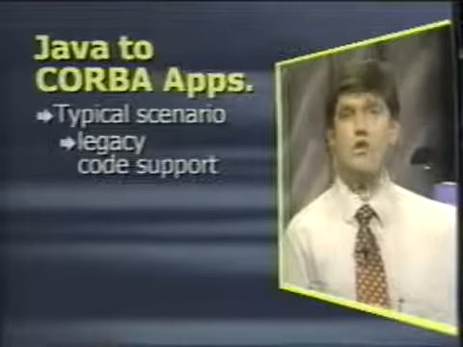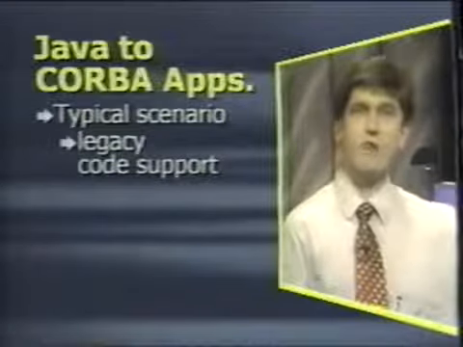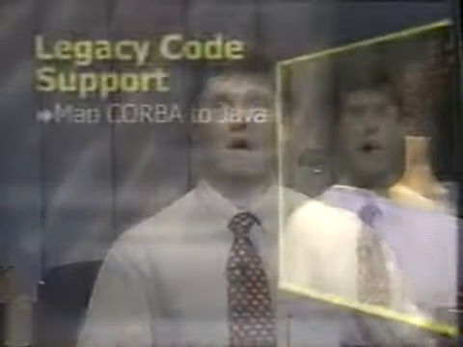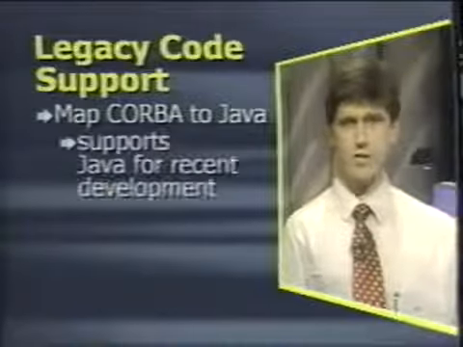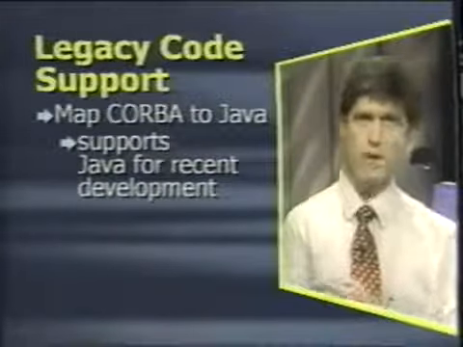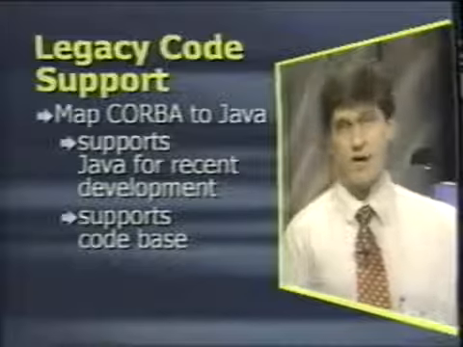Other typical application scenarios are Java to CORBA applications, such as legacy code support. Say you want to start developing in Java, but you have a large code base that uses CORBA or is written in some other language, C, C++, whatever languages CORBA supports, which is most of the common languages out there. In this case, you would want to use some mapping of Java to CORBA so that you can do your recent work in Java and still support your code base that's written in another application.